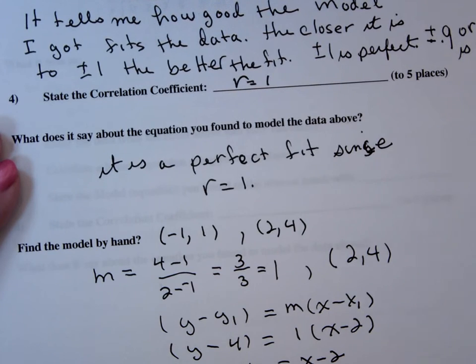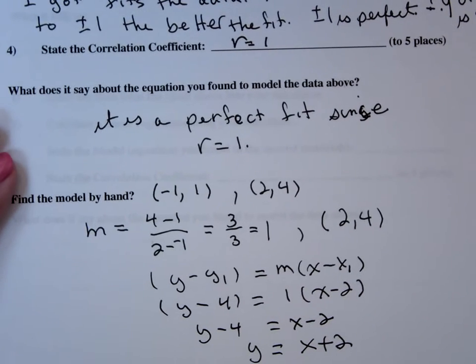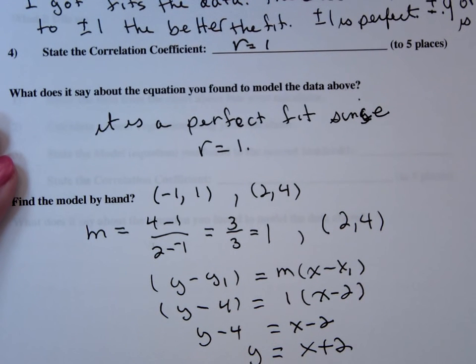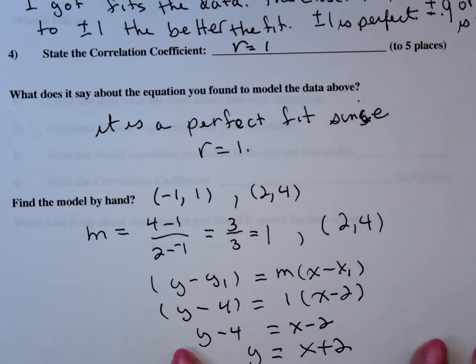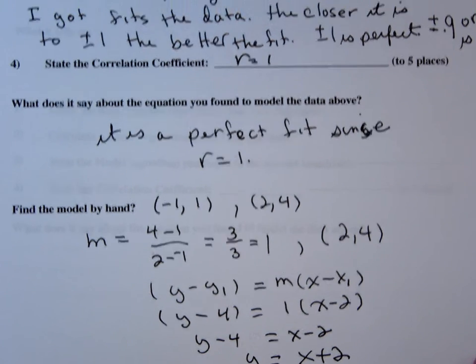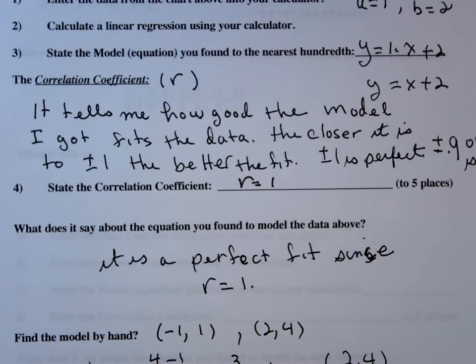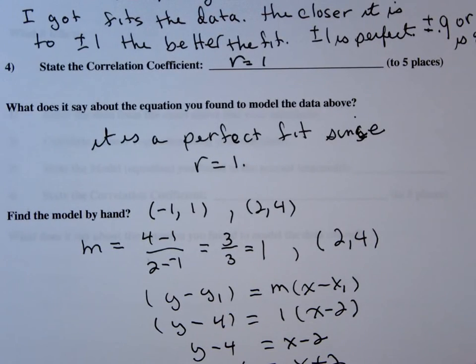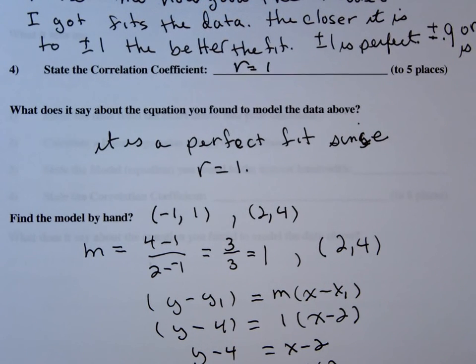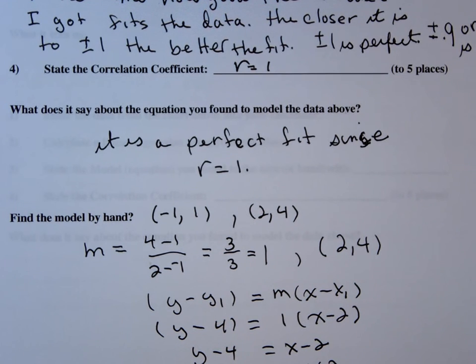Now what do you notice? Y equals x plus 2 is what? Is that the same thing the calculator found? Yeah, the calculator found y equals x plus 2. By hand we found y equals x plus 2. The calculator can now do that for us and put it in slope-intercept form if I have 2 coordinate points.